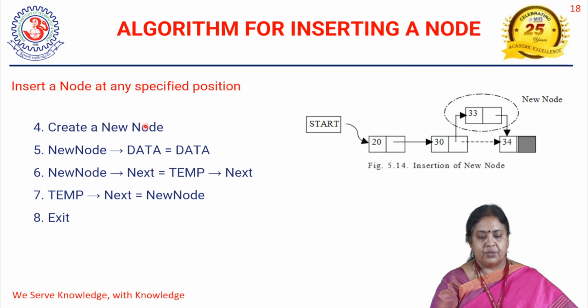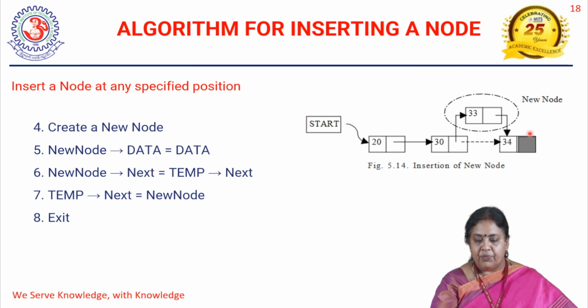So you are going to create a node. Then new node equal to a new node of data equal to data. New node of next equal to temp of next. So this is a temp. This is a temp. Okay. So this is a new node. New node of link equal to temp of link.